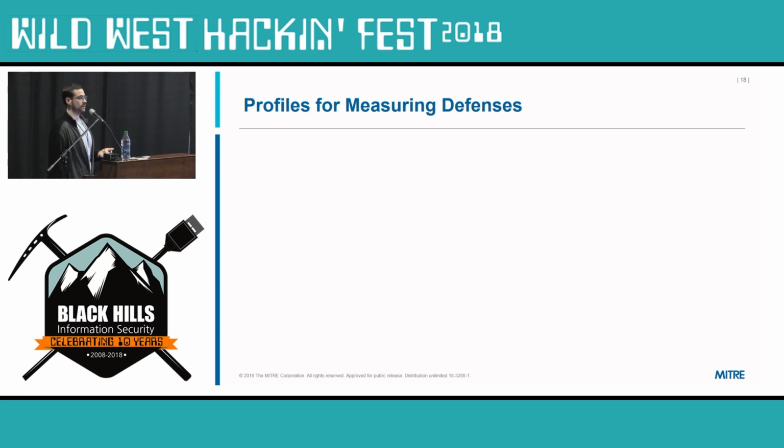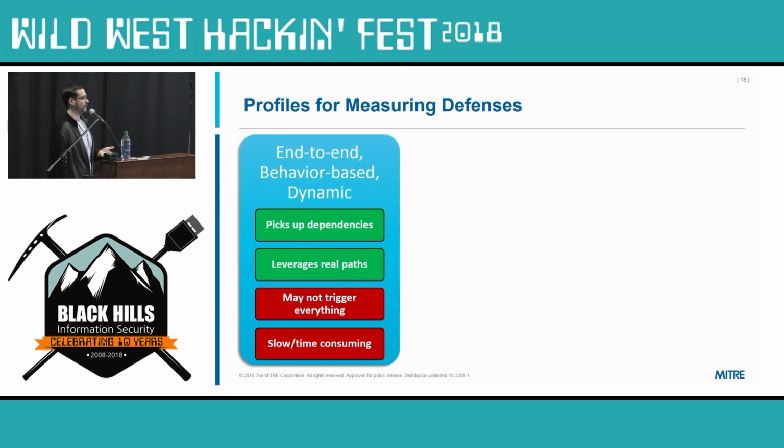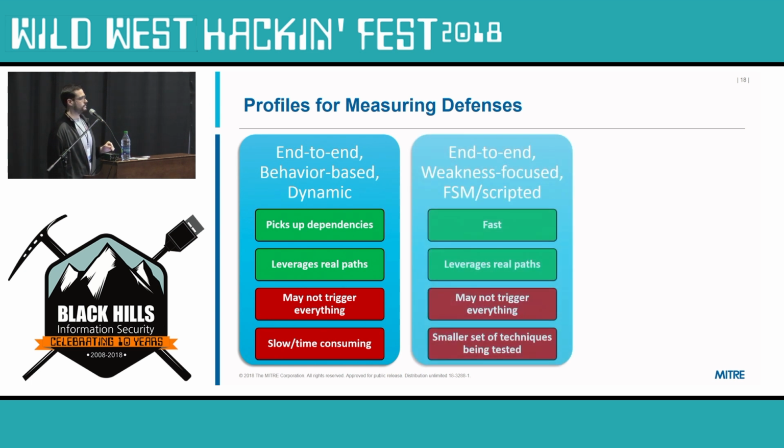There's lots of different profiles that are good here. Each of them have pros and cons. For end-to-end behavior-based dynamic, the one that does everything, where everything's in scope and it really wants to go from initial compromise to end, this is great because it'll pick up dependencies and it'll leverage real attacker paths as it's triggering your defenses and you're measuring them. But it won't trigger everything because it's really trying to do that end-to-end, more of a traversal-based approach, and it can be slow and time-consuming.